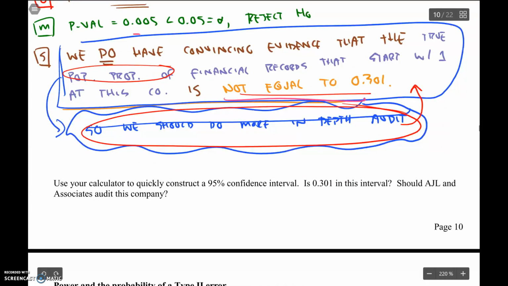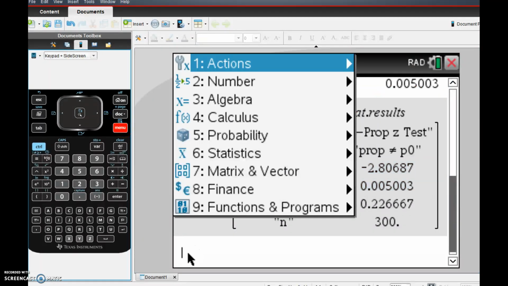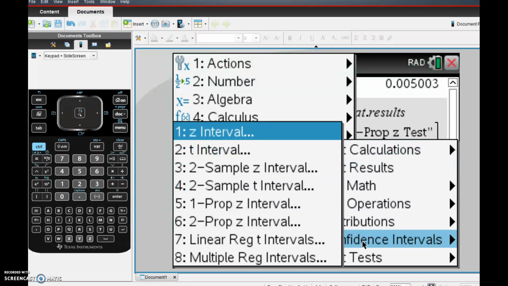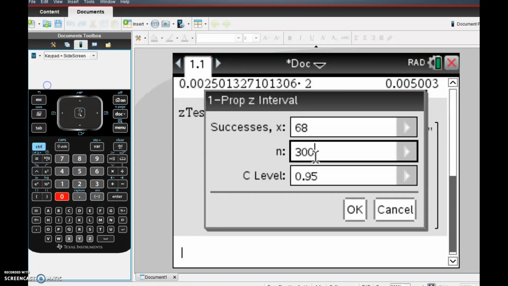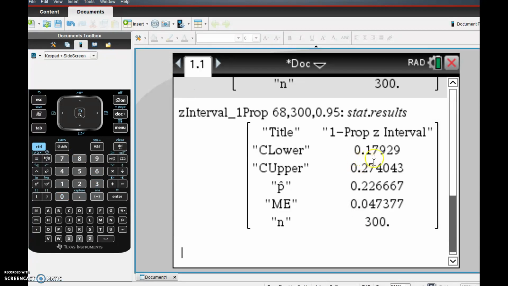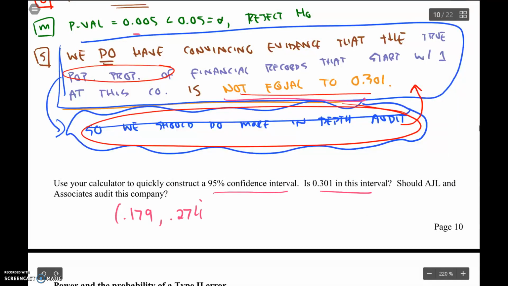Use your calculator to quickly construct a 95% confidence interval. Is 30.1 in this interval? So let's just do the mechanics on this one. Statistics, confidence intervals, 1 prop z interval, 68 successes out of 300, 95%, 0.179, 0.274. Notice the 30% is not in this interval.